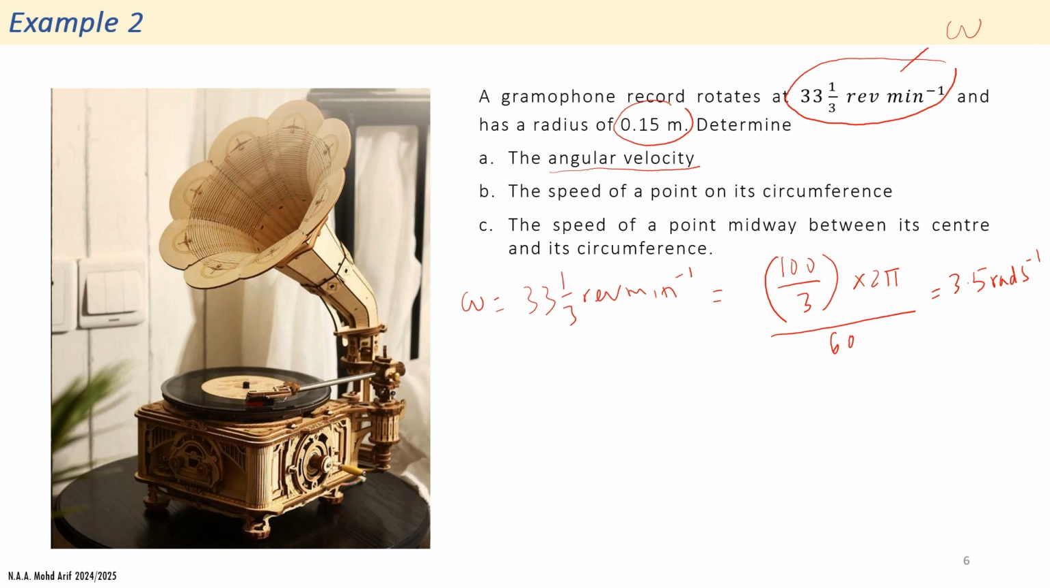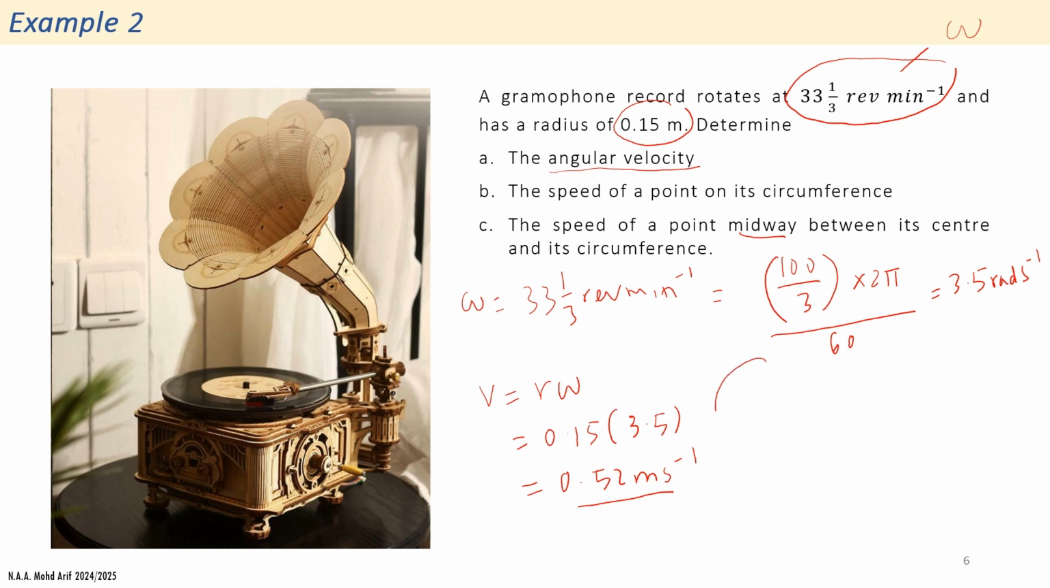Then for B, the speed of a point on its circumference. So we know the relationship v equals rω. The r is 0.15 and the ω is 3.5. So we get 0.52 meters per second.